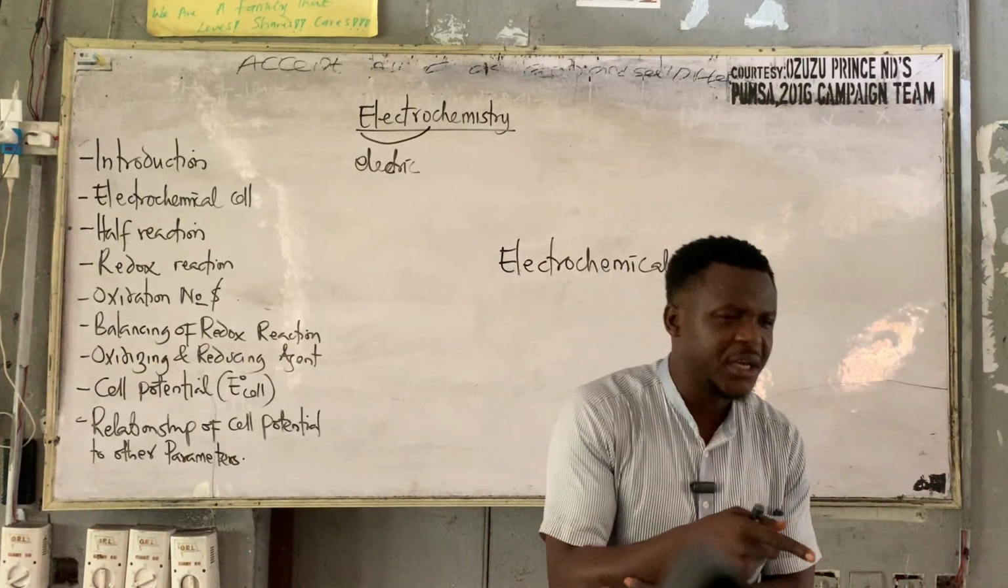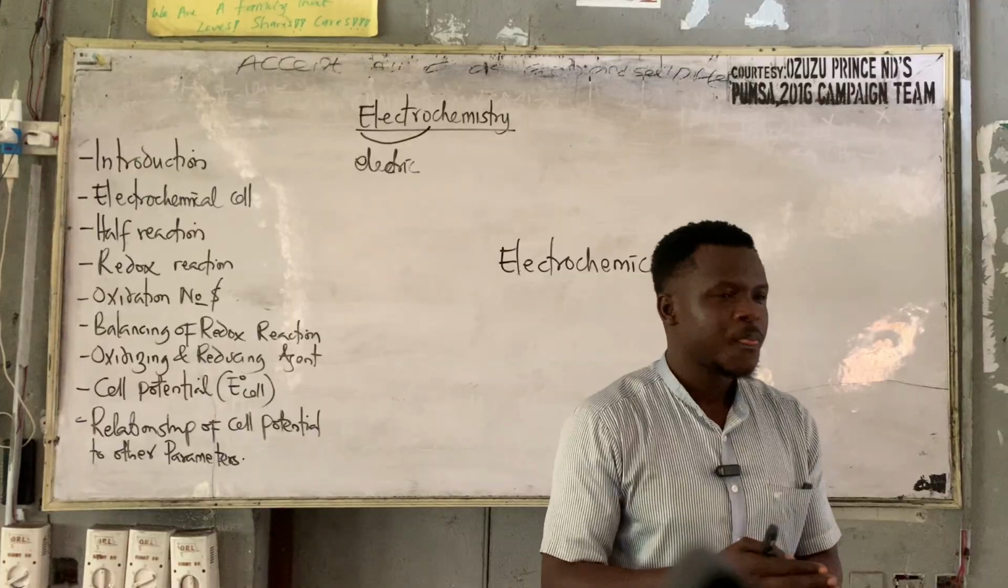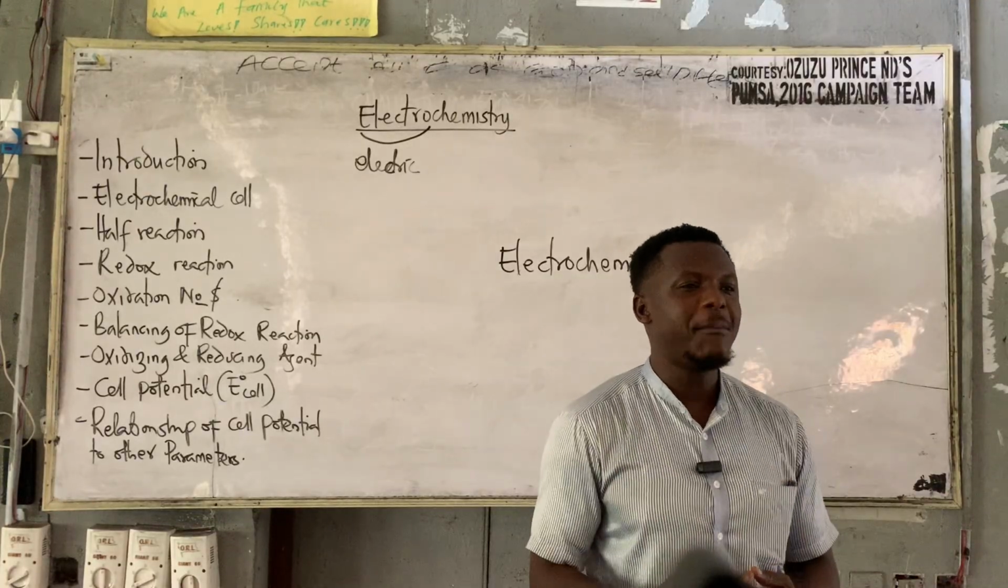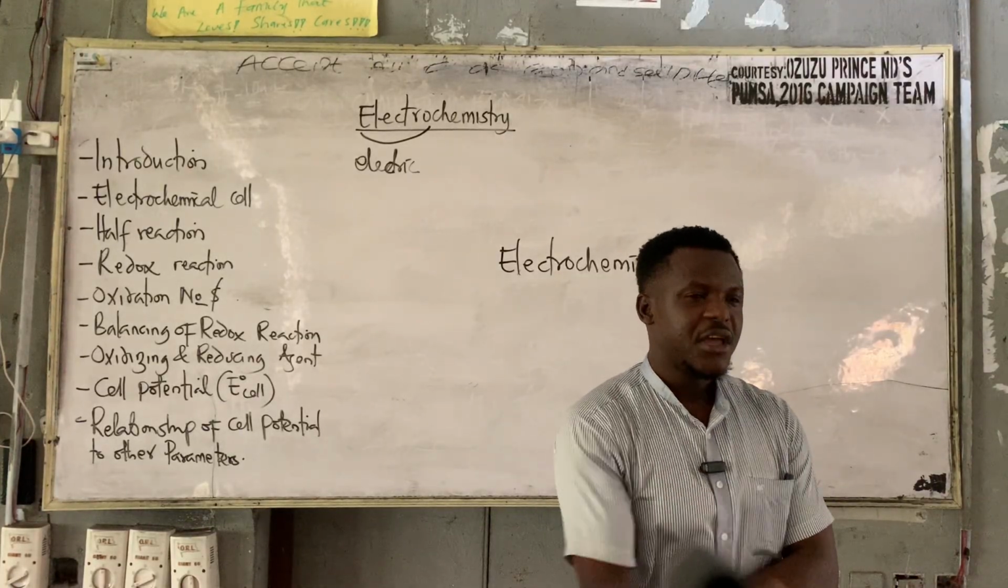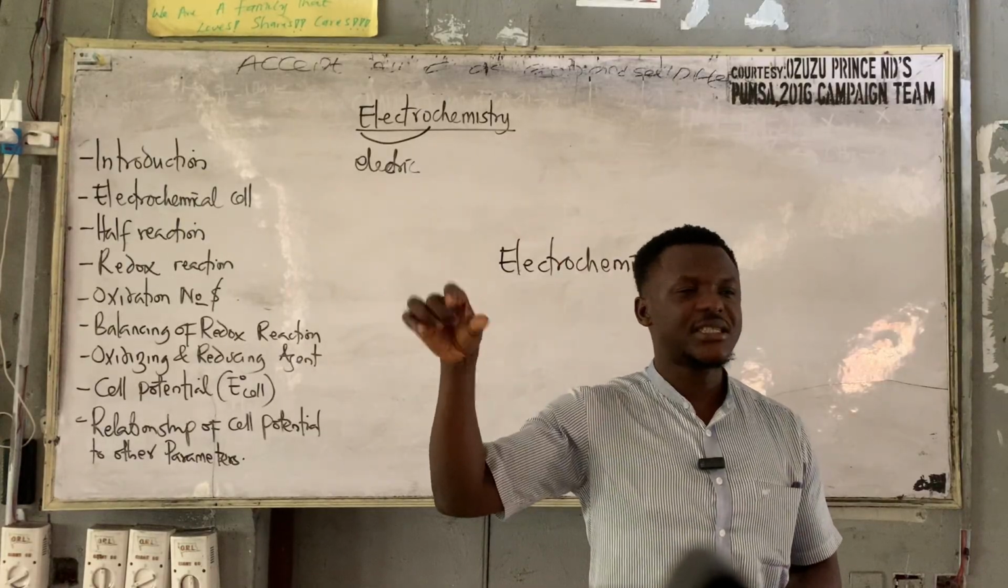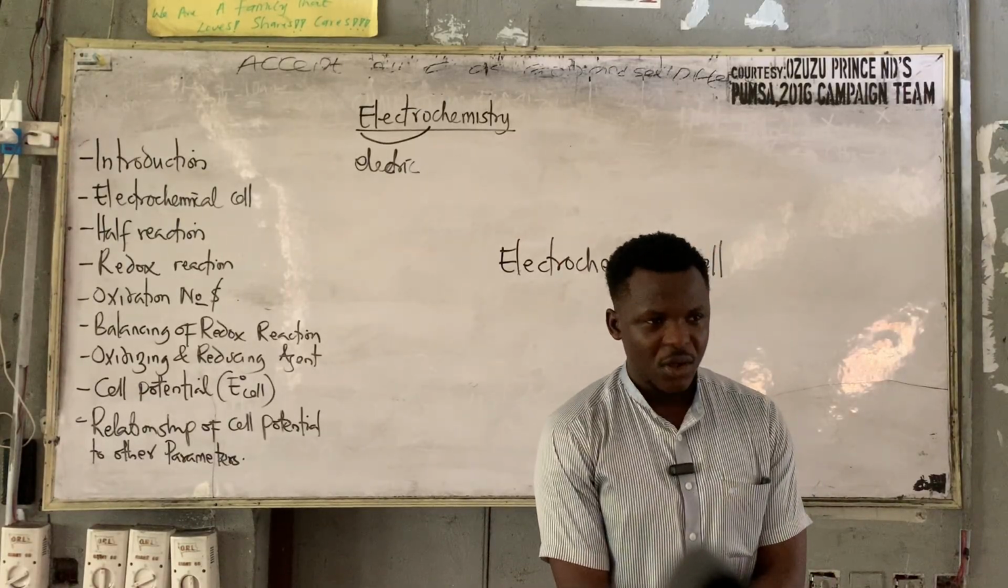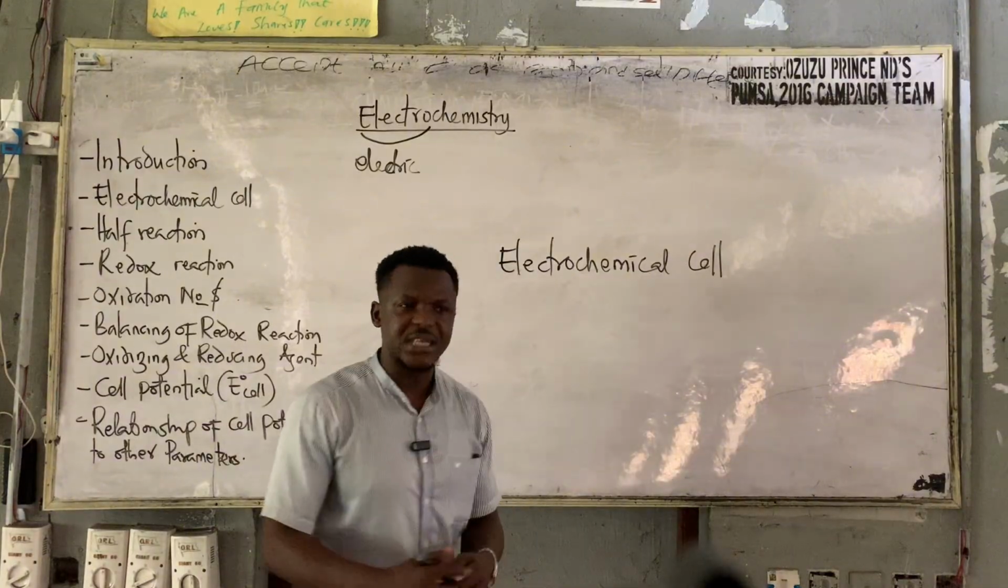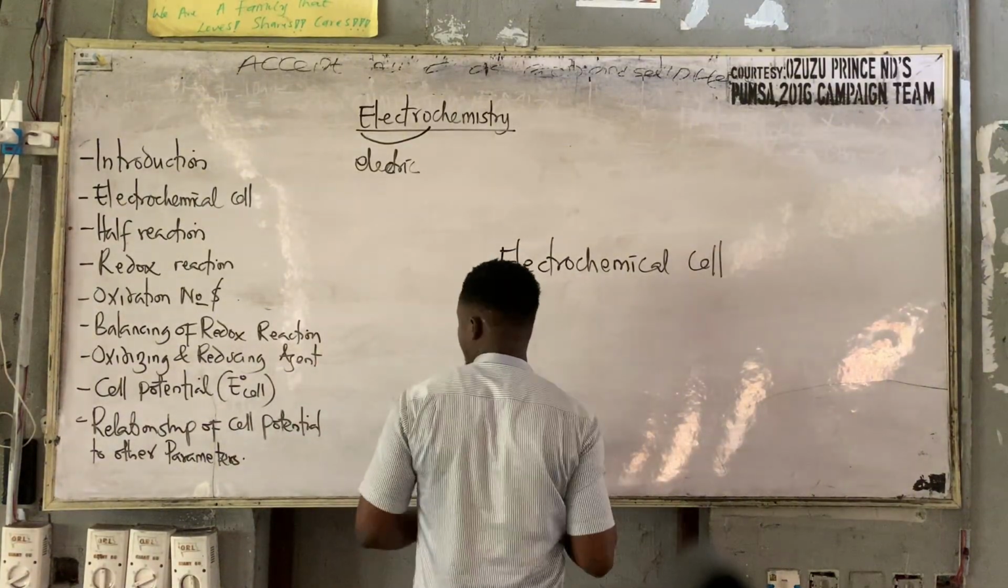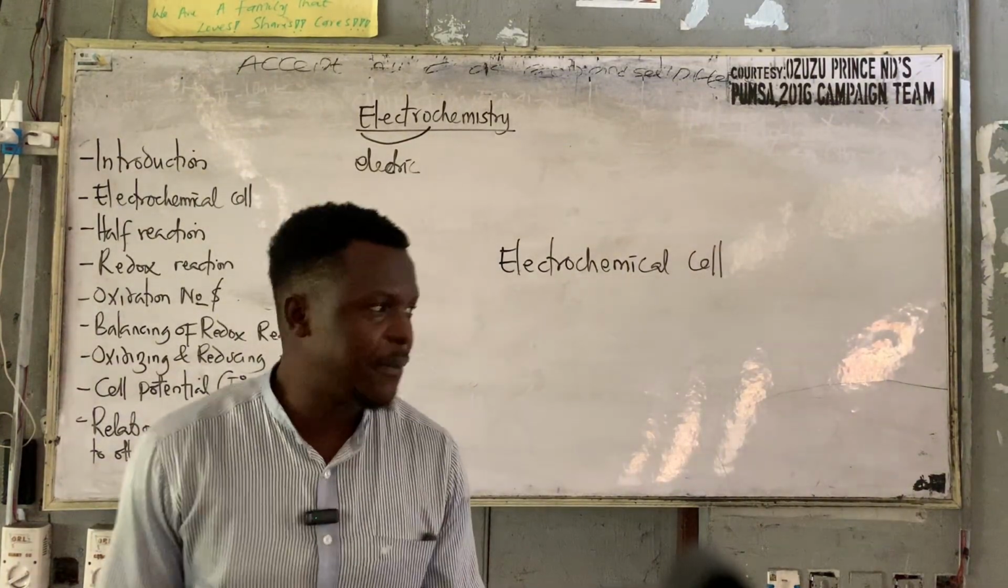Your phone battery functions this way. If you're not charging it, your phone battery powers your phone. If you're charging it, your electricity powers the battery. So let's look at the types of electrochemical cells that we have. Please put down types of electrochemical cells.